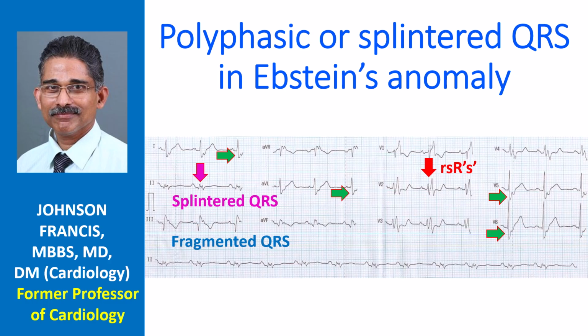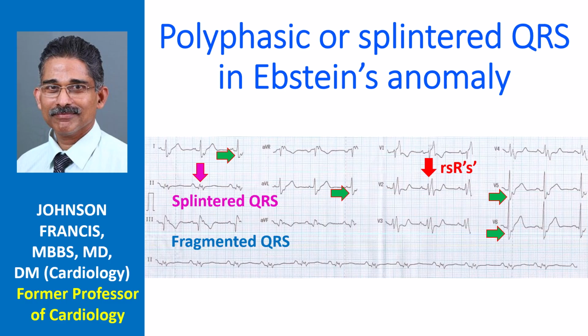Fragmented QRS is a marker of myocardial scar and consequent arrhythmias in ischemic and non-ischemic cardiomyopathy. Similarly, fragmented QRS has been shown to be associated with larger region of atrialized right ventricle and increased risk of arrhythmic events in Ebstein's anomaly.